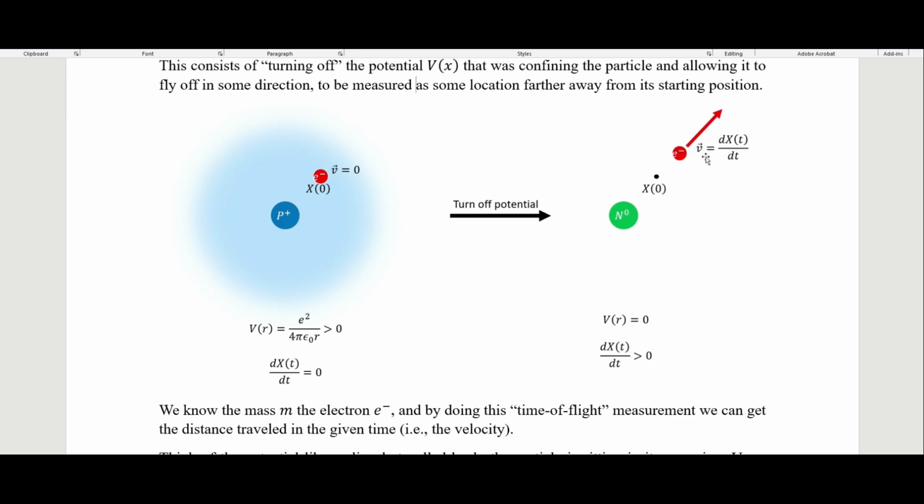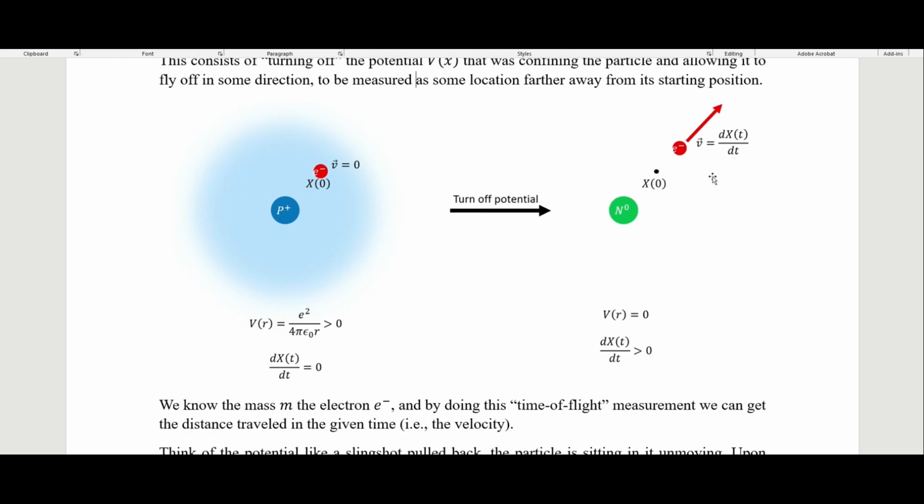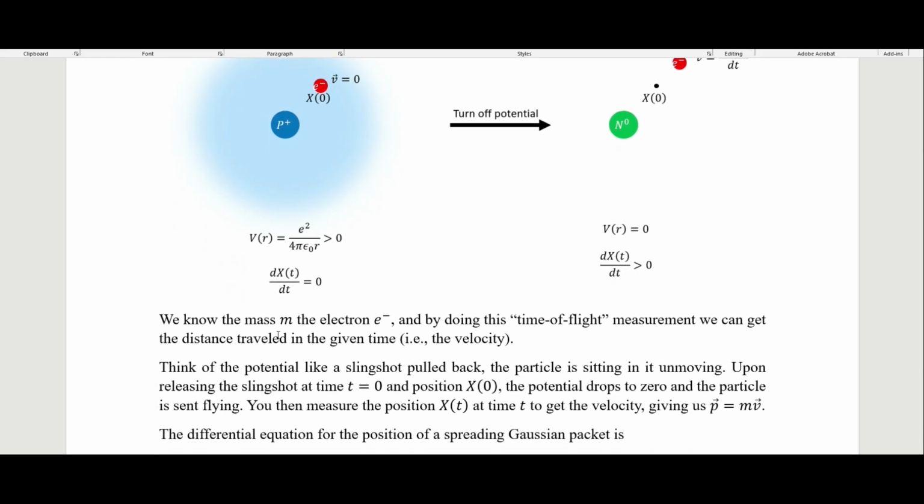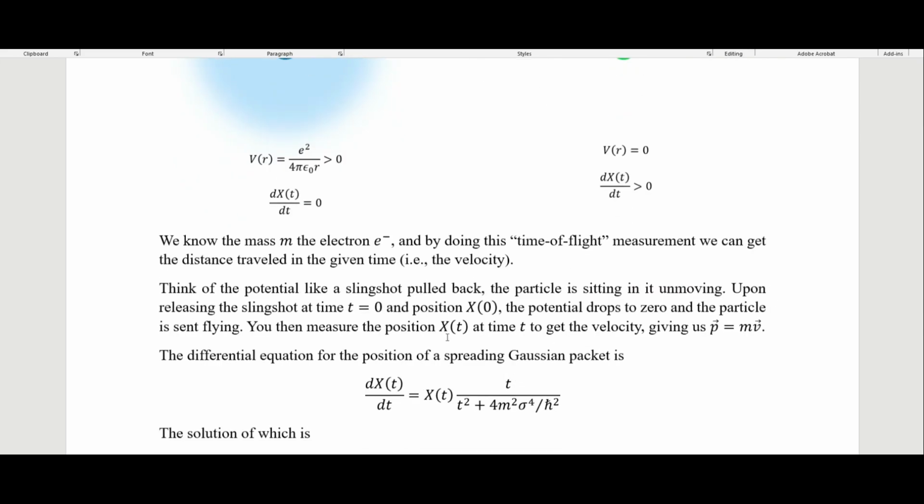And so it now has some velocity. We know the mass of the electron because somebody has measured the mass of electrons. For the momentum, we need the mass and the velocity. But by this time of flight measurement, we can get the distance traveled in a given time, and so from that, we can get the velocity.